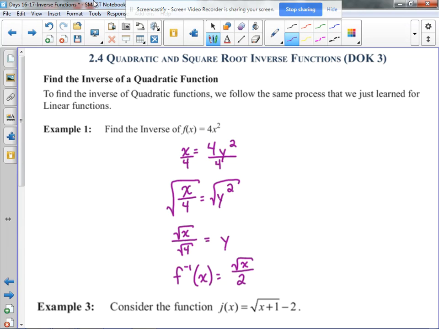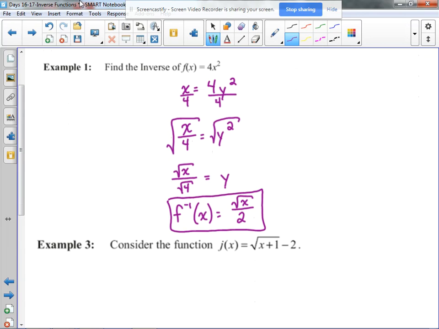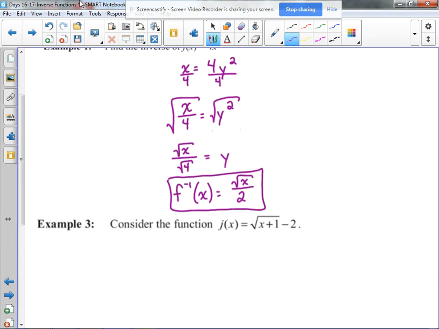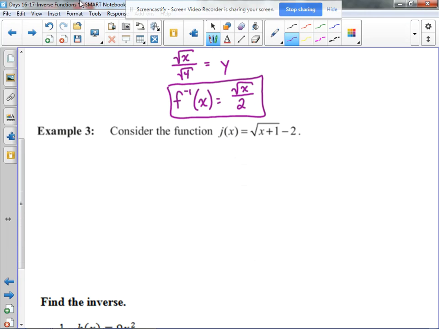So really the only thing different is that when we're getting the variable by itself, it's squared, so then we have to do the opposite of squaring. Okay, so we started with a quadratic, we ended up with a square root. Let's do it the other way. Let's start with the square root and see what we end up with as its inverse. So switch x and y here.